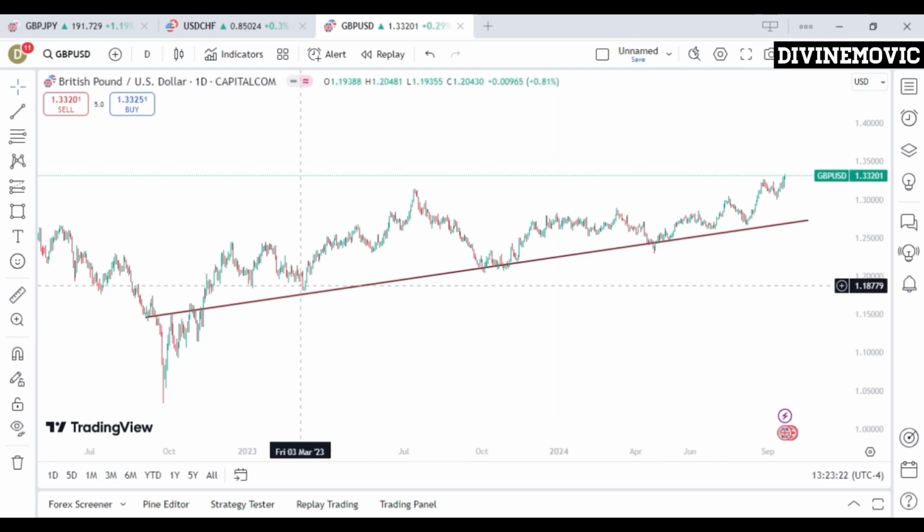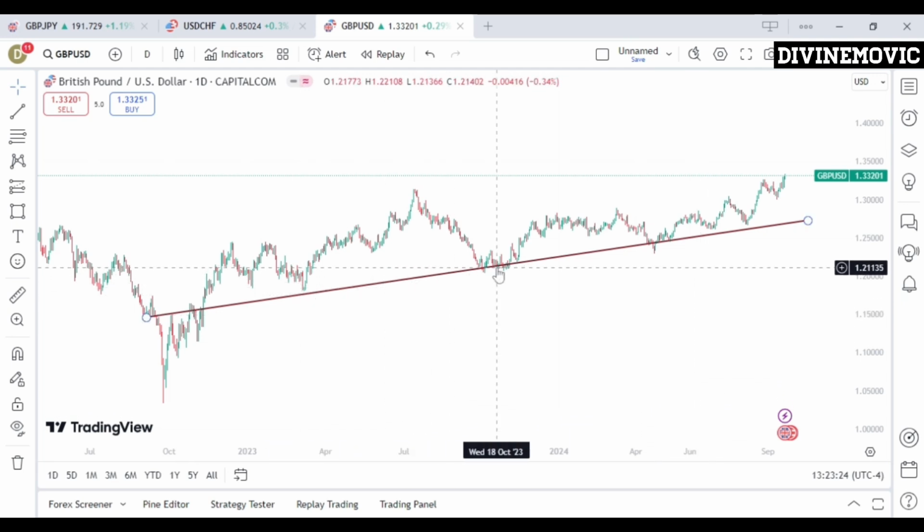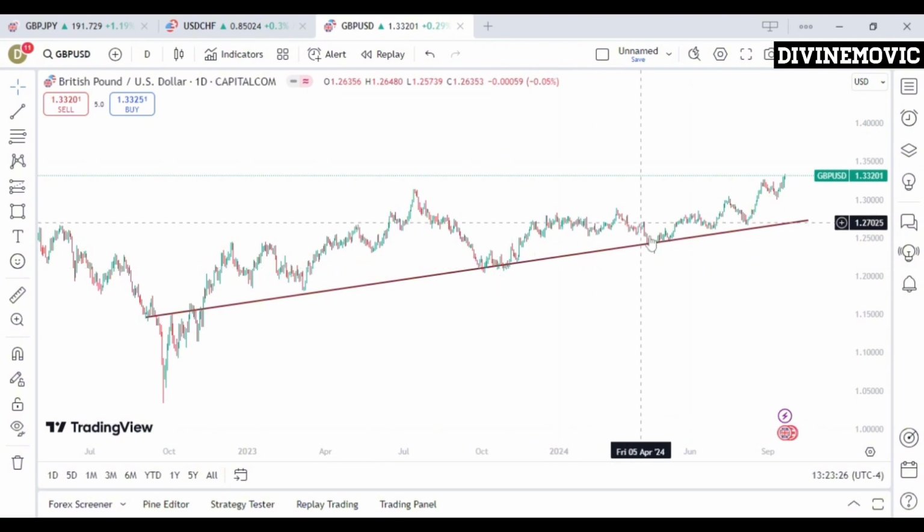The first point here, buyers are willing to buy. Here, here, and here, buyers are also willing to buy. And for every point where buyers are willing to buy from, there is an equivalent point where sellers are willing to sell from, and that is referred to as the resistance.